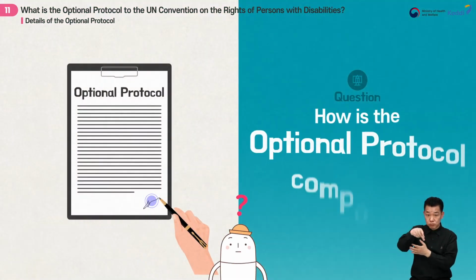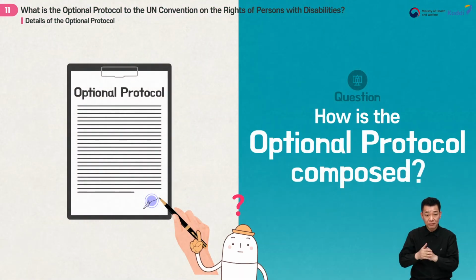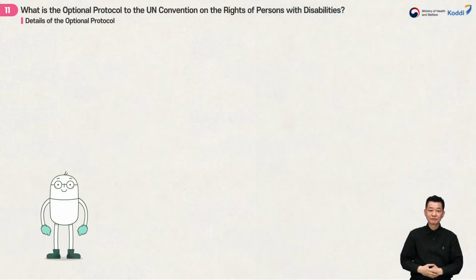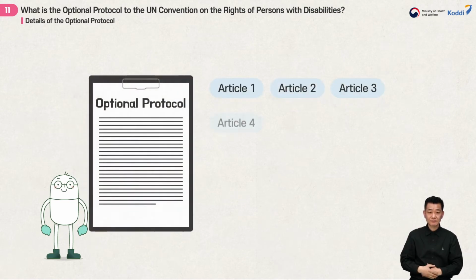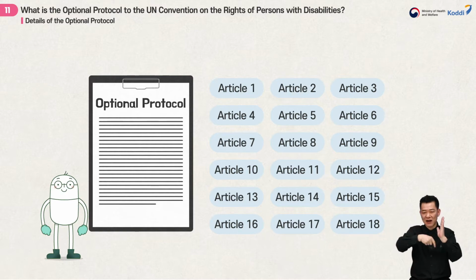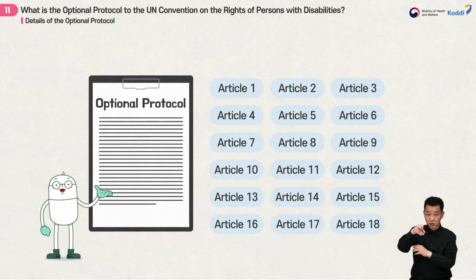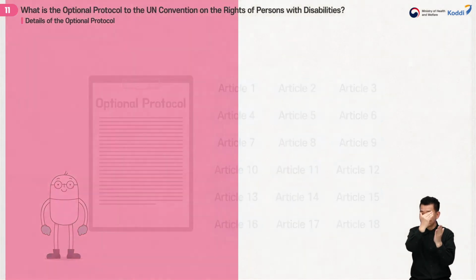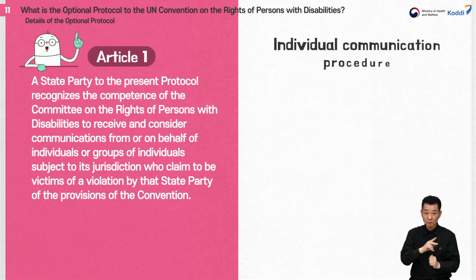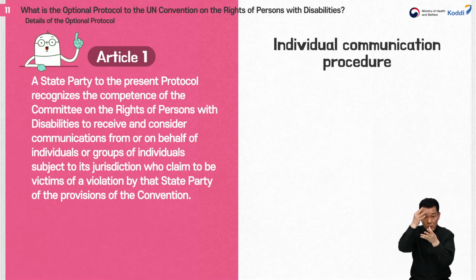How is the optional protocol composed? Is it composed of articles and paragraphs, just like the convention? Yes, you are correct. The optional protocol consists of a total of 18 articles. Let's find out more about its details now. First of all, Article 1 contains content about individual communication procedure. We will look further into this part later on.